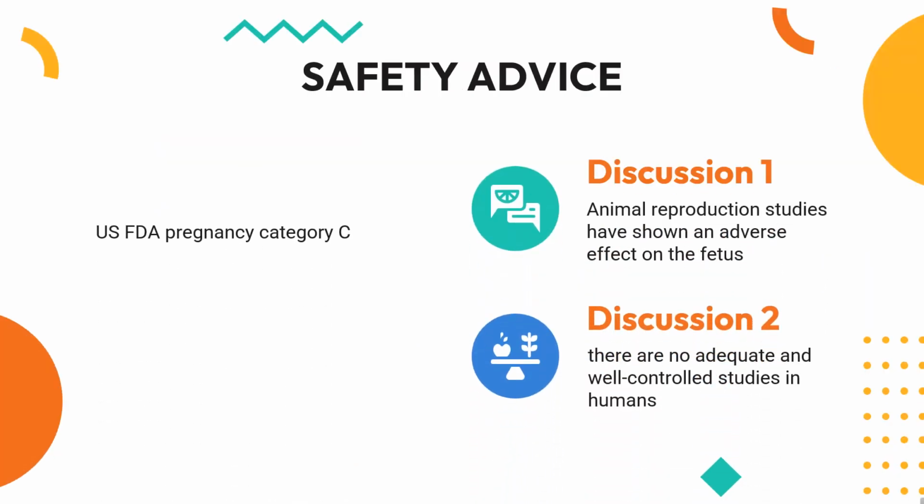Safety advice. U.S. FDA Pregnancy Category C. Animal reproduction studies have shown an adverse effect on the fetus, and there are no adequate and well-controlled studies in humans, but potential benefits may warrant use of the drug in pregnant women despite potential risks.